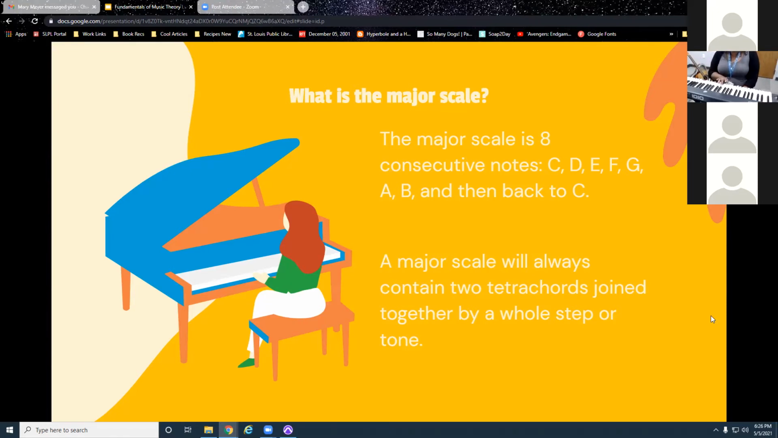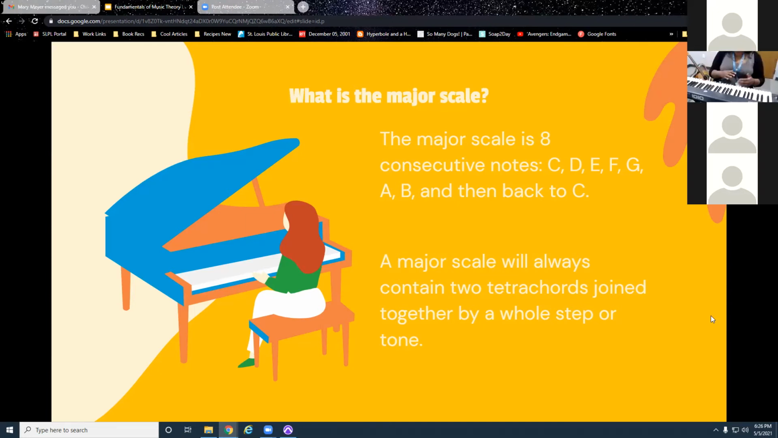So C to D, tone. D to E, tone. And then E to F is a semitone, because there's no key separating them. The keys are right next to each other. Then F to G is a tone, because we have a black key separating them. G to A is a tone. A to B is a tone. And then B back to C is a semitone. You'll know you played the scale right when there's some kind of resolution. It sounds finished. It sounds complete.